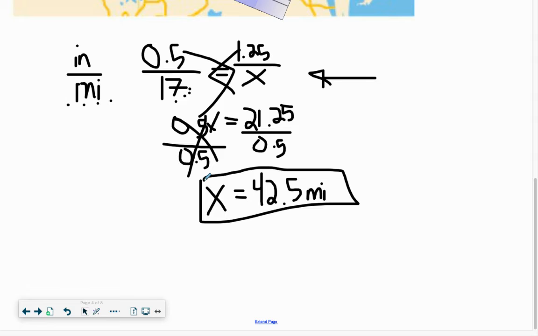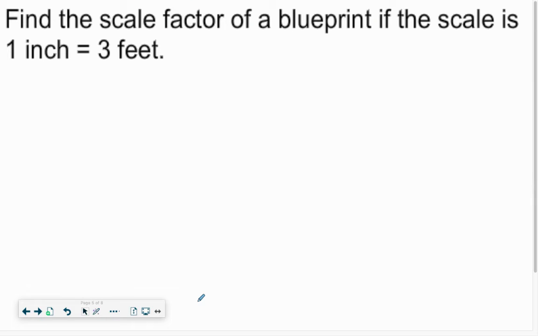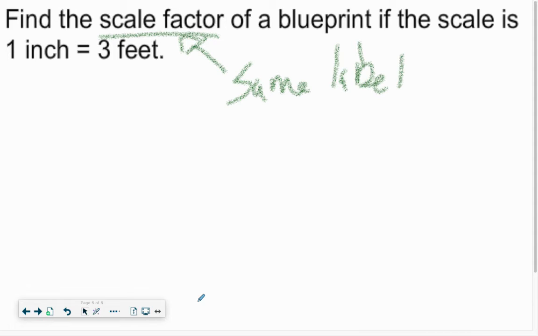Now again, you may have to measure, maybe not. This is the big takeaway here, is just being able to set up a proportion and find that missing measurement. That is the big goal with scale drawings. Again, when we talk about this scale factor, when we see scale factor, it just means the same label. So write that on in quick as a note to yourself, that scale factor means the same label.